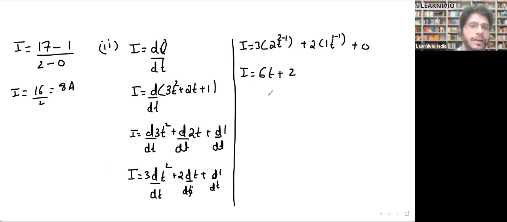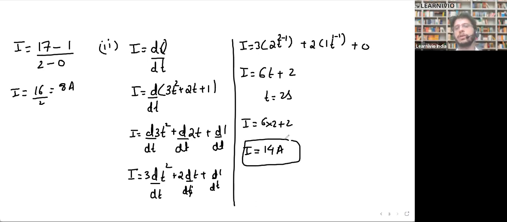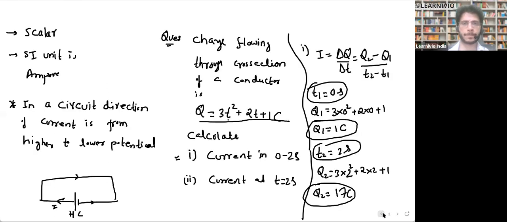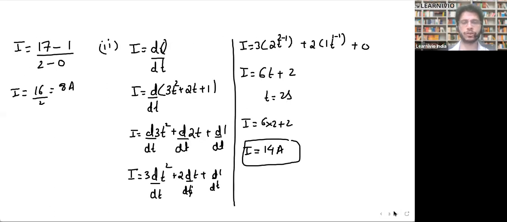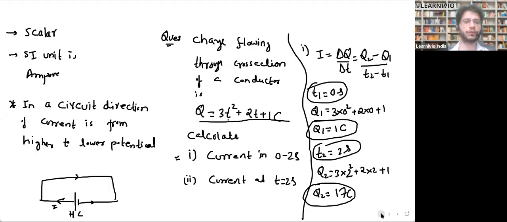Then you need current at t equal to 2 seconds. Substitute t equal to 2 here. So we'll get 6 into 2 plus 2. So your current will be 14 ampere. So this is the value of current. Your current through the system is 14 ampere. So this is how we calculate instantaneous current and average current. Just note it down. We have a few more numericals.